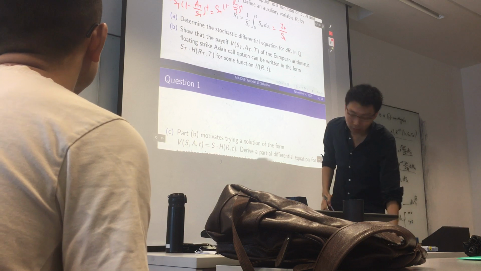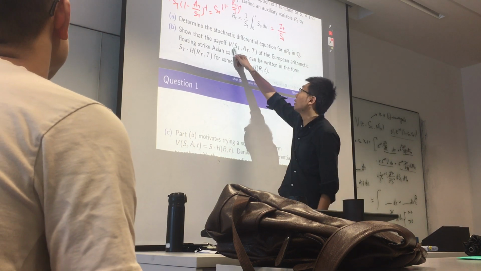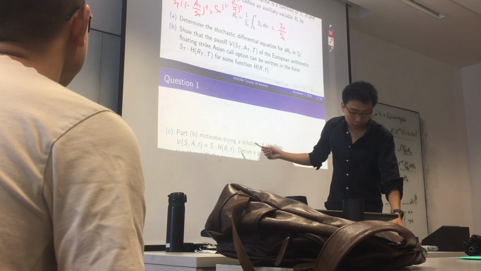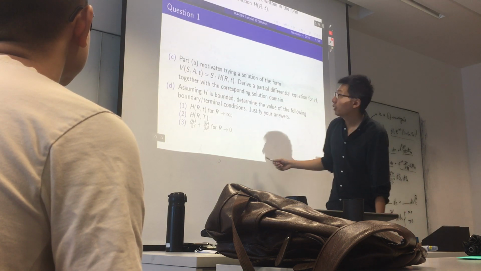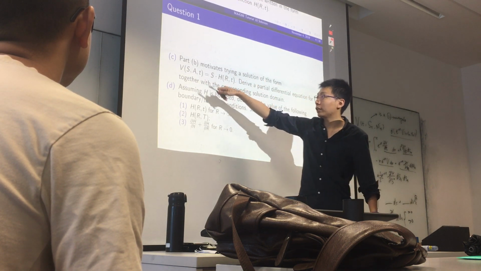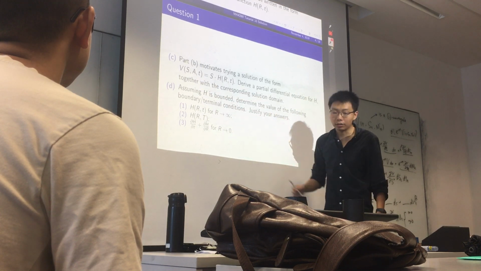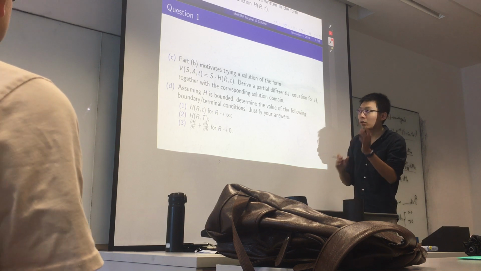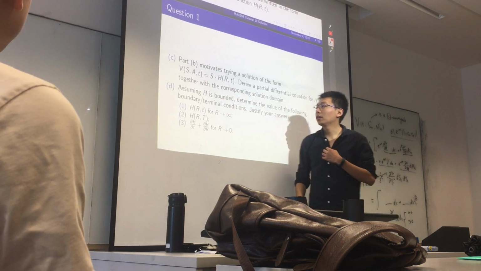Inspired by this decomposition, V can be written as S times h of R and t. So we can try out some transformation here. We try to write V as S times h of R and t, and we are going to find an equation with respect to h.